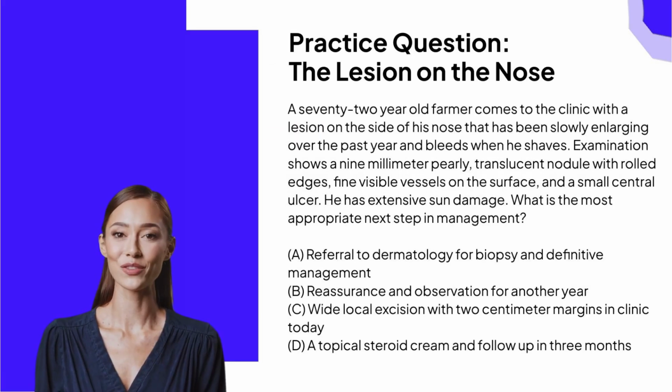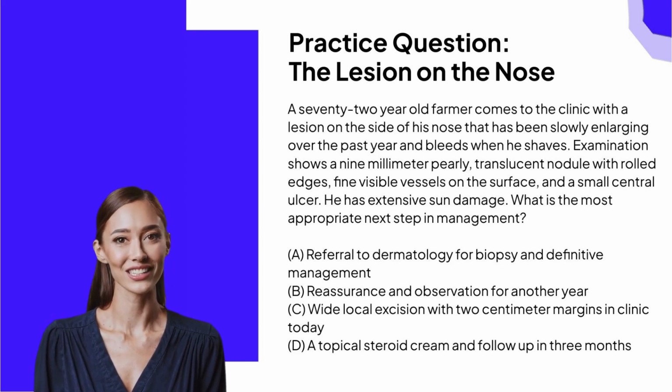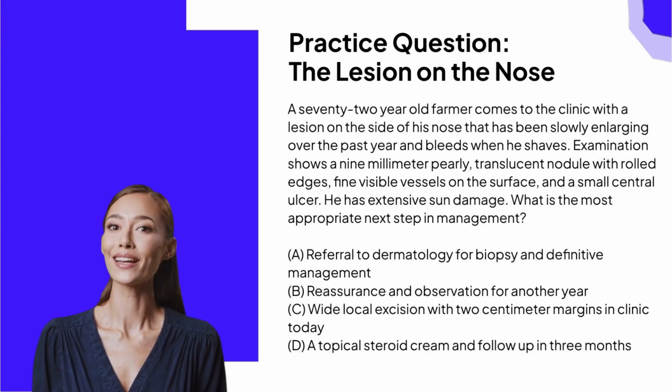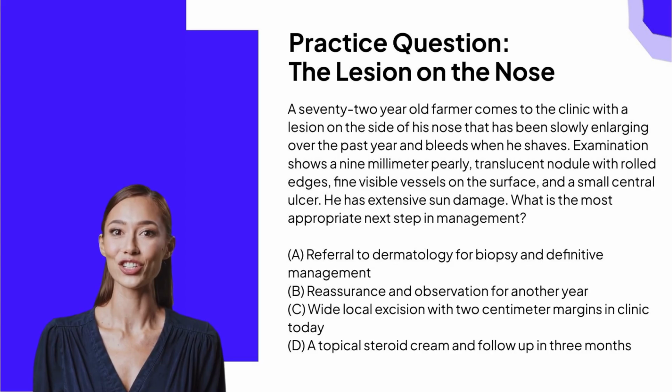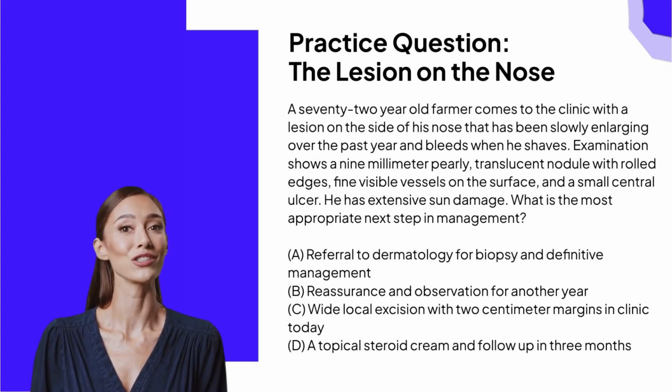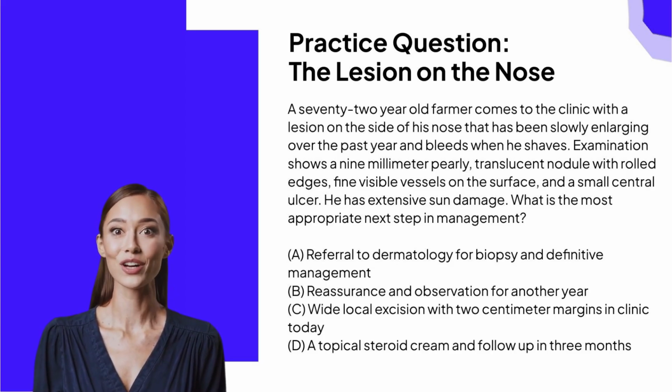Our third practice question puts referral to the test. A 72-year-old farmer has a lesion on the side of his nose, slowly enlarging over the past year, that bleeds when he shaves. Examination shows a 9 mm pearly translucent nodule with rolled edges, fine visible vessels, and a small central ulcer. He has extensive sun damage. What is the most appropriate next step?